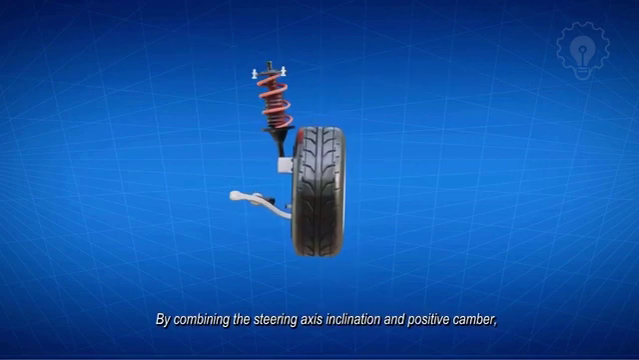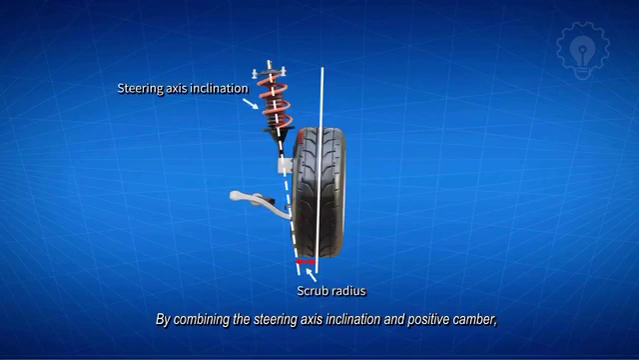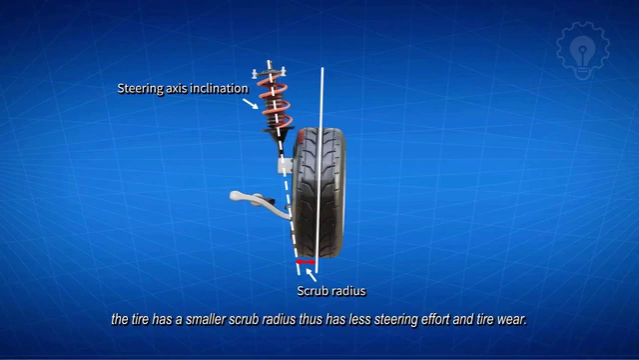By combining the steering axis inclination and positive camber, the tire has a smaller scrub radius, thus has less steering effort and tire wear.